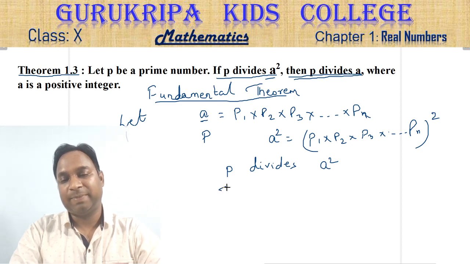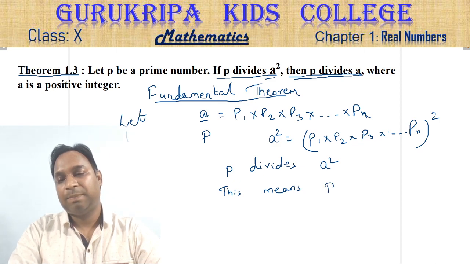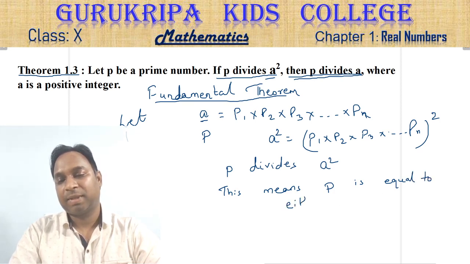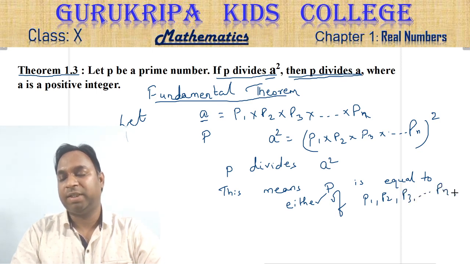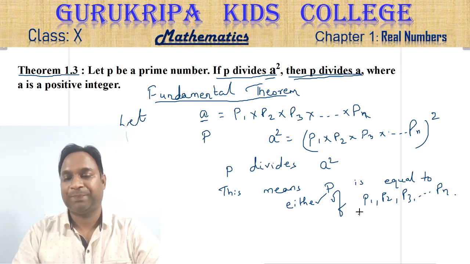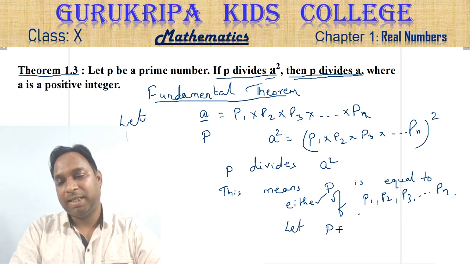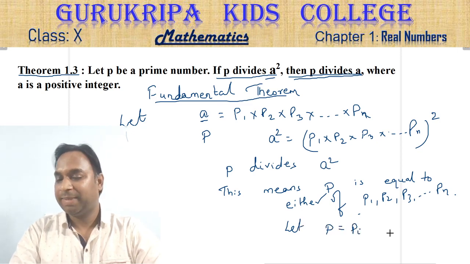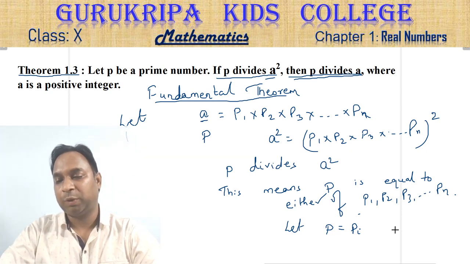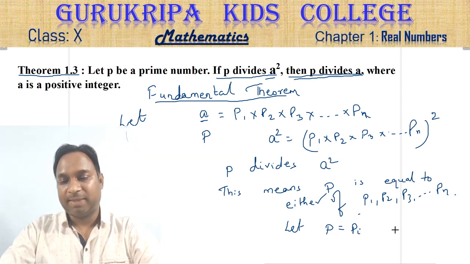P divides A square. This means P is equal to either of P1, P2, P3, and so on up to Pn. Any one of these. Let's say P is equal to Pi, where i can be any number, one number between 1 to n. So that means P is equal to Pi.